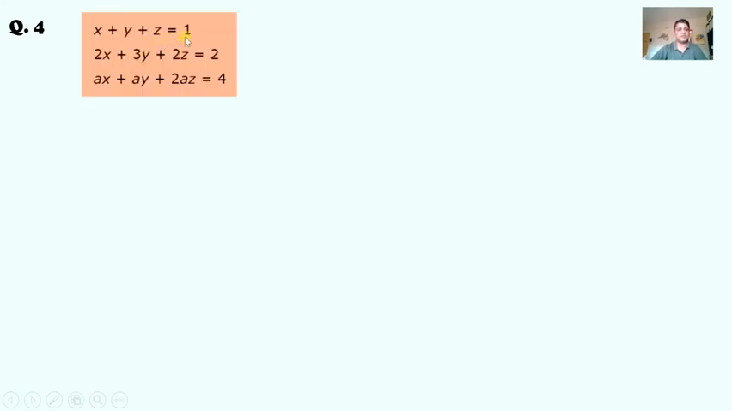x plus y plus z is equal to 1, 2x plus 3y plus 2z is equal to 2, ax plus ay plus 2az is equal to 4. We will go for the solution. So look here, all the coefficients are 1 1 1, 2 3 2. The first row of matrix A will be 1 1 1, 2 3 2, and then a, a, 2a. Except the variables x, y, z you have to take everything, and this is B matrix 1, 2, 4.